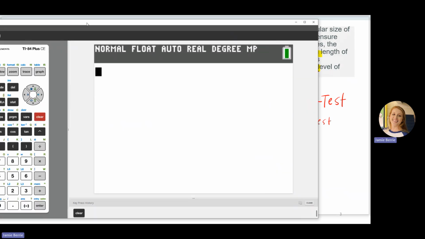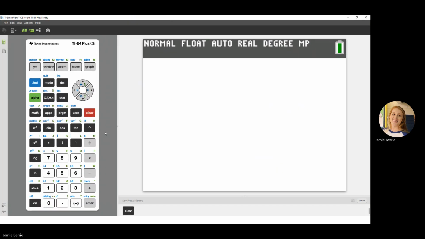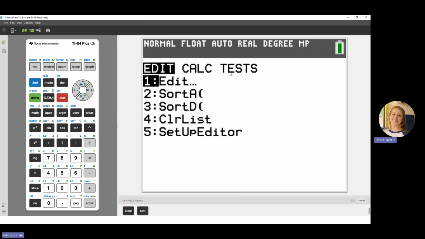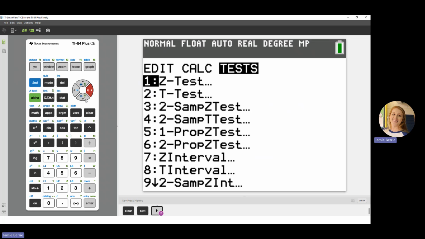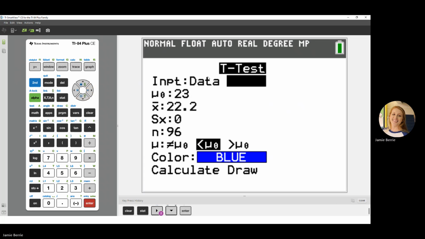All right, here we go. We're going to go to Stat, then go over here to Test. It is option number 2, T-Test. You're going to see the same two options at the top, Data and Stats. Data is if you had to manually type the data into L1. We did not have to do that, so we're just going to make sure Stats is highlighted.